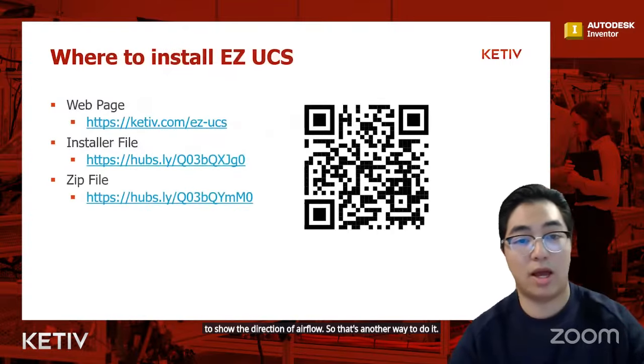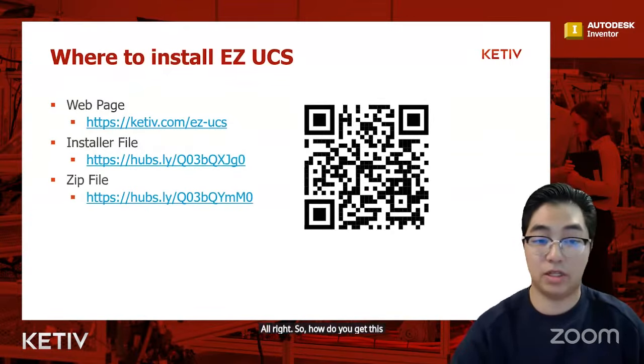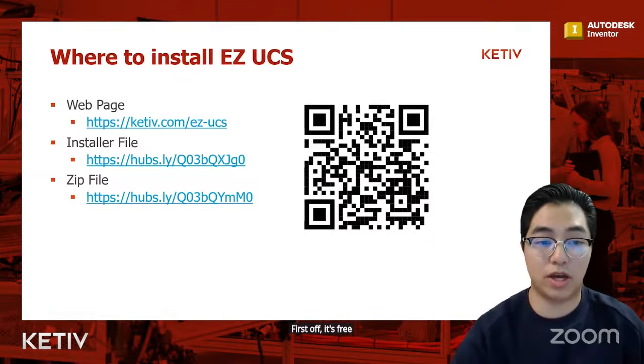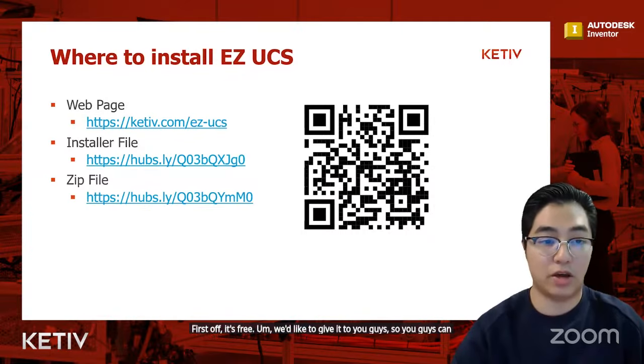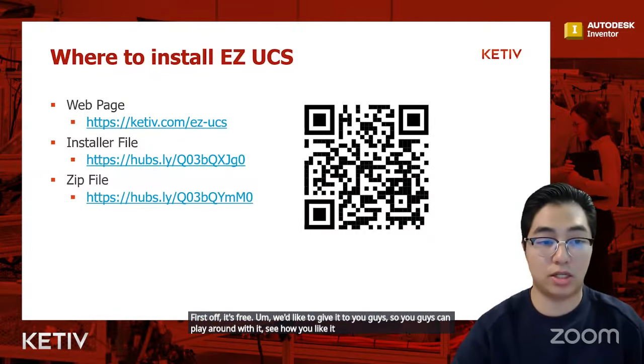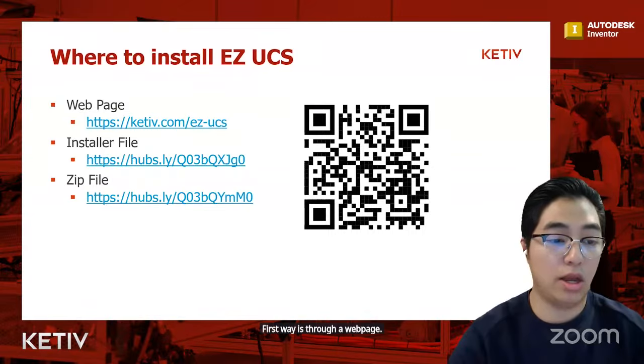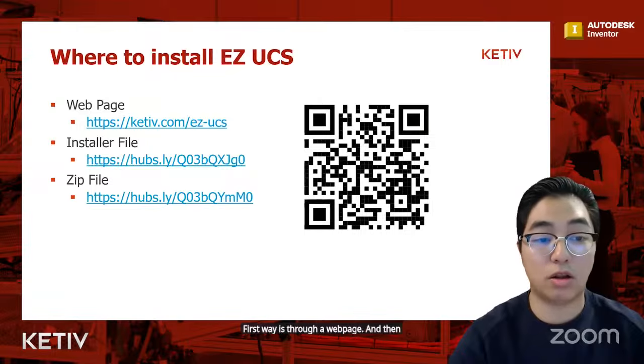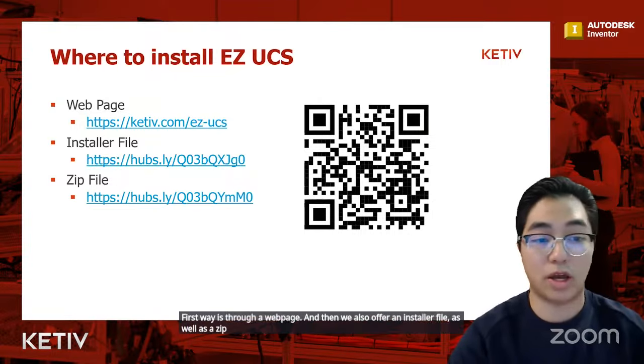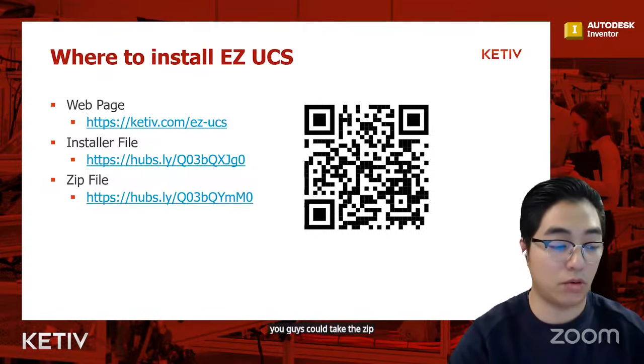All right. So how do you get this tool? First off, it's free. We'd like to give it to you guys so you guys can play around with it, see how you like it. And there's three ways you guys can install it. First way is through a web page. And then we also offer an installer file as well as a zip file. So if you're not able to run the installer, you guys can take the zip file and throw it into the correct destination. So I'll show you guys how it's done here.